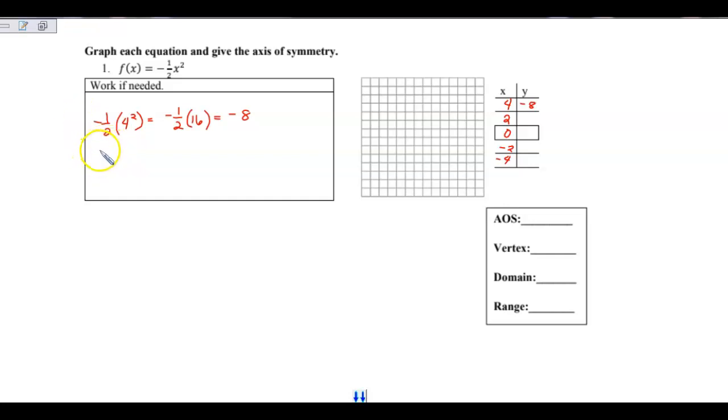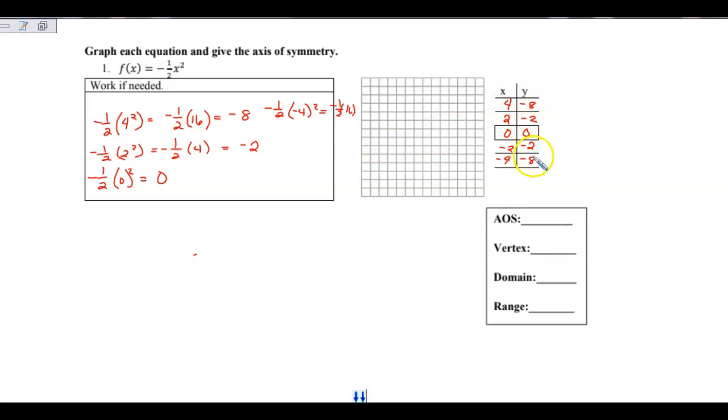If I have -1/2 of 2 squared, it's -1/2 of 4, which is -2. 0 times -1/2 times 0 is 0. And if I switch these to -1/2 times -4 squared, -4 times -4 is +16. You'll notice that it's the same, and same thing for the 2.